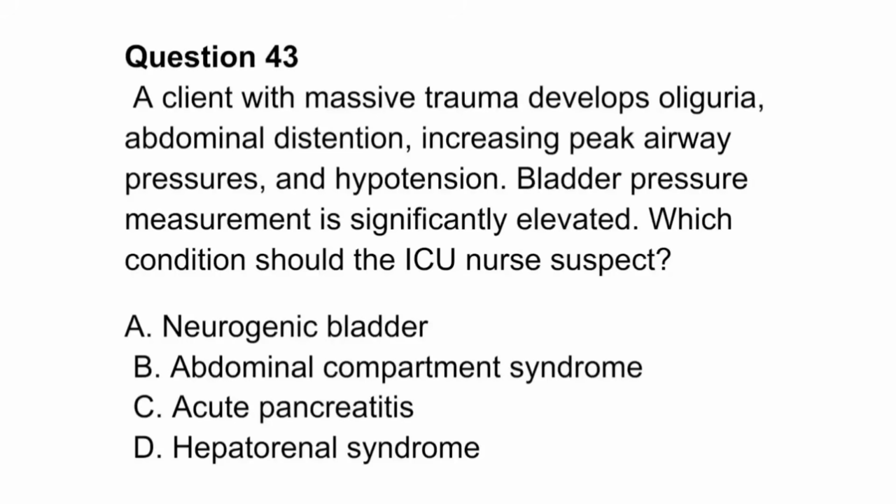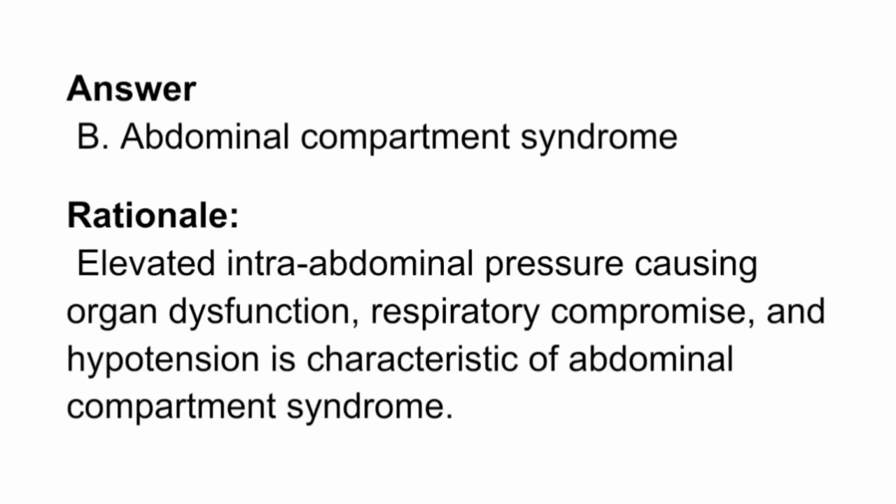Question 43. A client with massive trauma develops oliguria, abdominal distension, increasing peak airway pressures, and hypotension. Bladder pressure measurement is significantly elevated. Which condition should the ICU nurse suspect? A. Neurogenic bladder. B. Abdominal compartment syndrome. C. Acute pancreatitis. D. Hepatorenal syndrome. Answer: B. Abdominal compartment syndrome. Rationale: elevated intra-abdominal pressure causing organ dysfunction, respiratory compromise, and hypotension is characteristic of abdominal compartment syndrome.